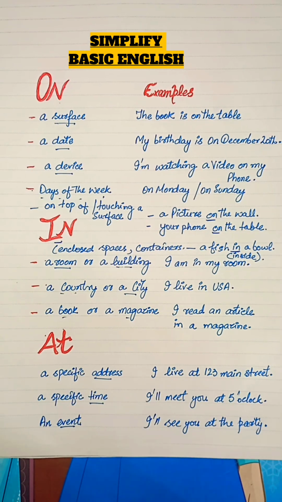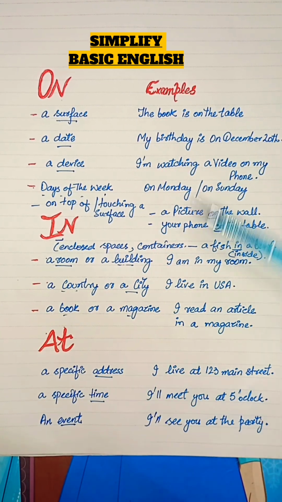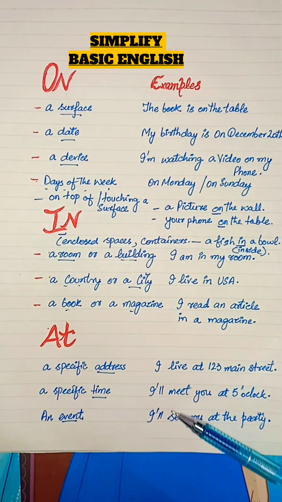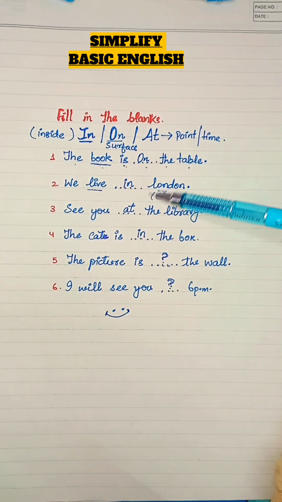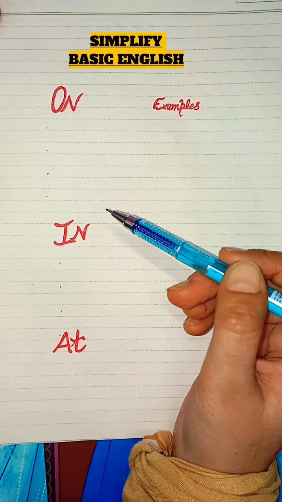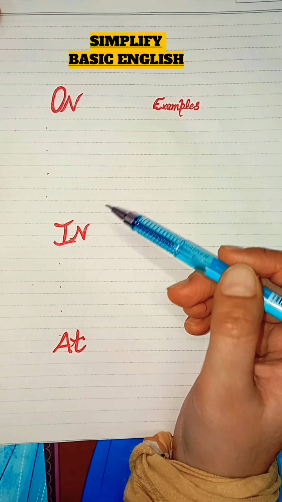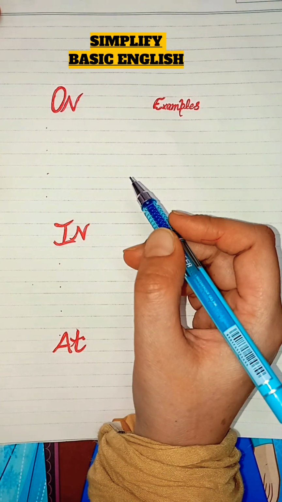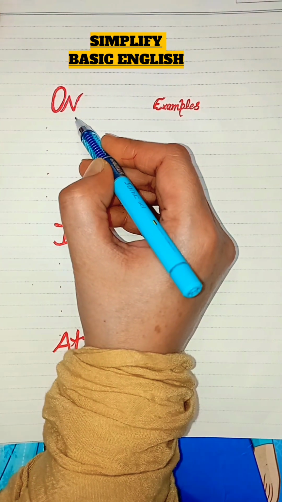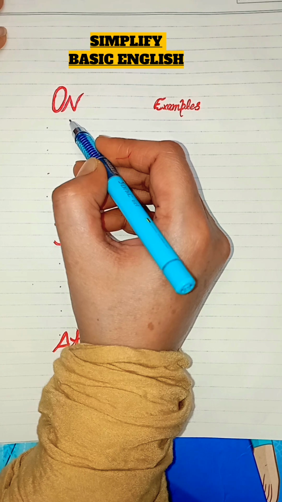Today we are going to explore three important prepositions in English: in, on, at. These prepositions are used to show location and time, and understanding how to use them correctly is crucial for effective communication. So today we are gonna make them super easy. So let's get started. Let's start with on.